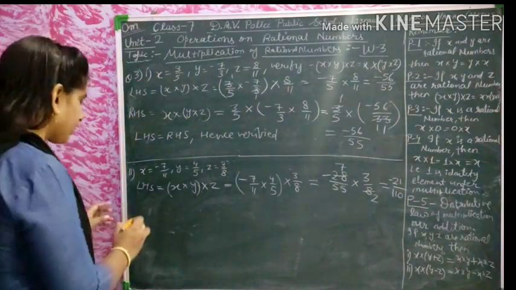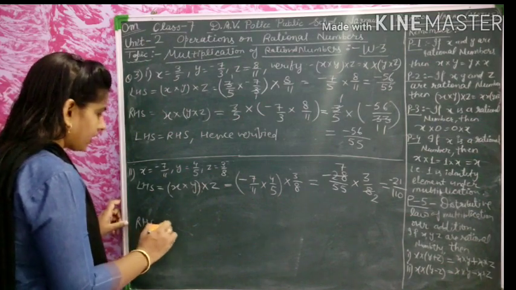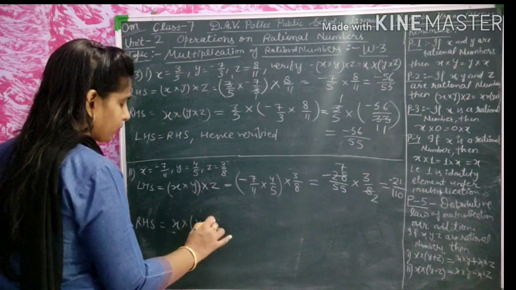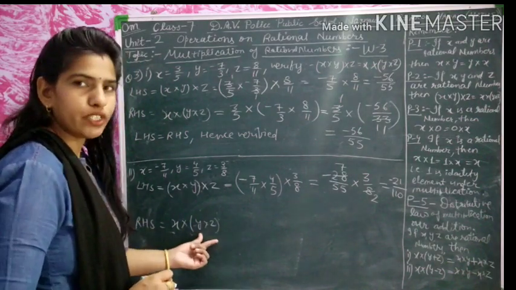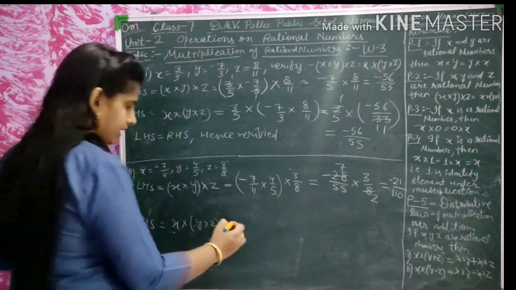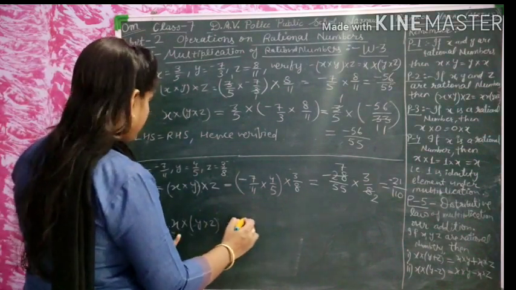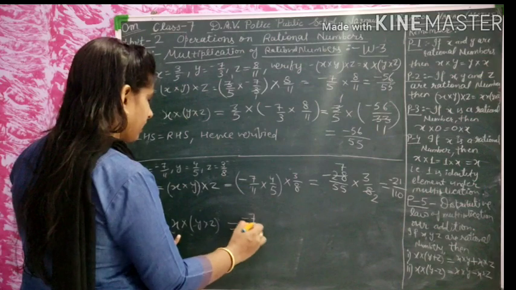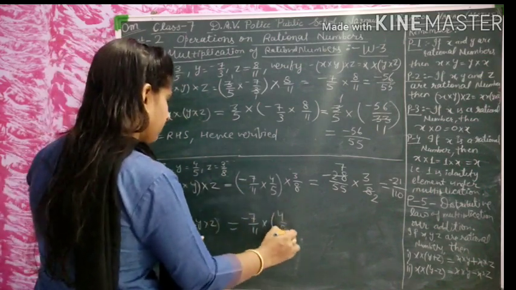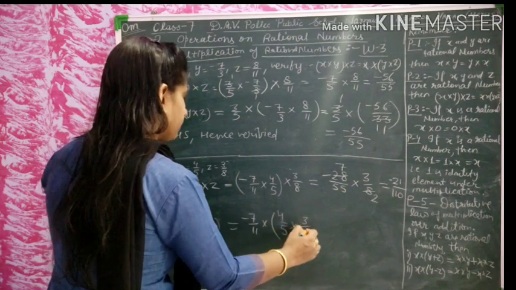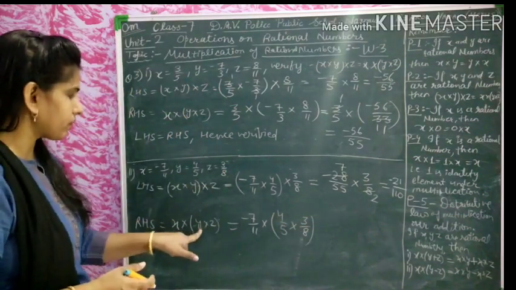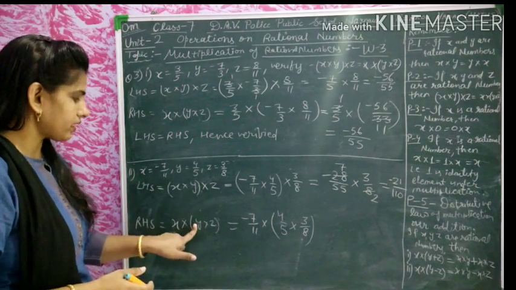Now we are doing here the RHS side. RHS is equal to x into y into z. There is a grouping y into z. First solve this and then multiply by x here. That is, x is the same, that is minus 7 by 11 into y. What will we get here? The multiplying of 4 by 5 to 3 by 8. Z is here, 3 by 8. In between this multiplying, and y is there.